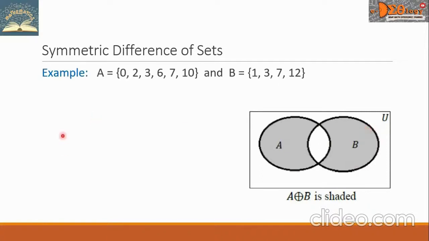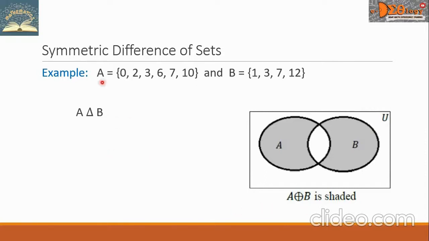Let's see this example. Let set A equals 0, 2, 3, 6, 7, and 10, and set B equals the elements 1, 3, 7, and 12. Let us now get the symmetric difference. So we have A delta B, or we can write that A XOR B.